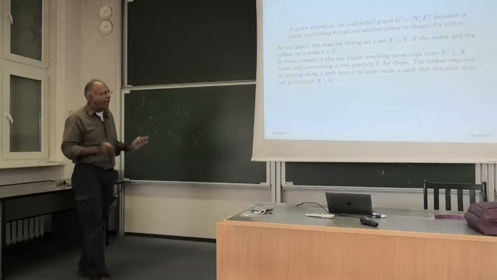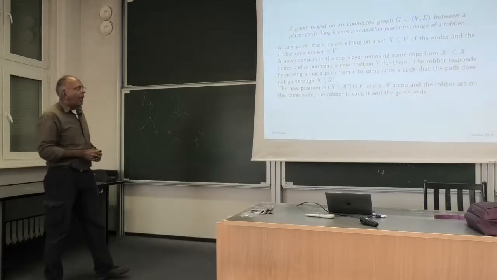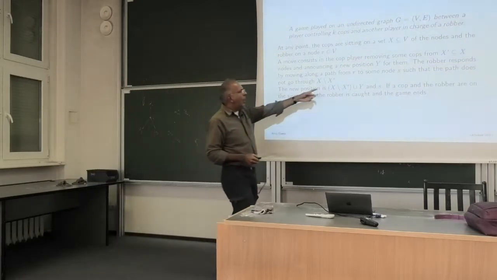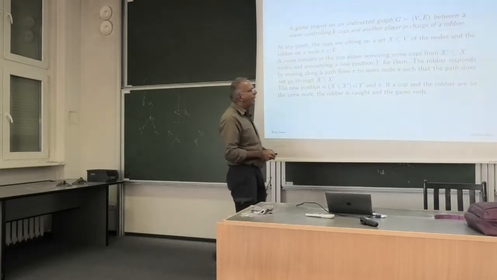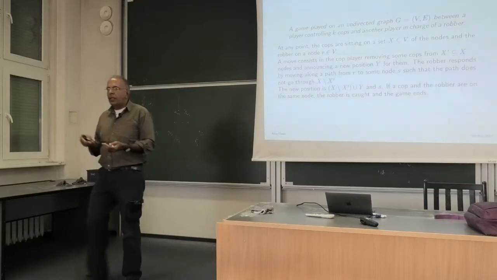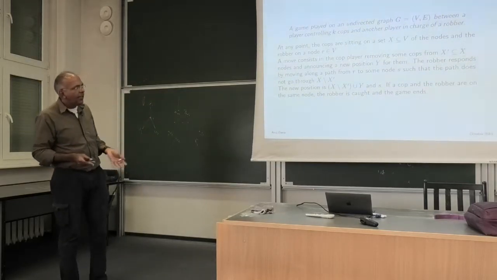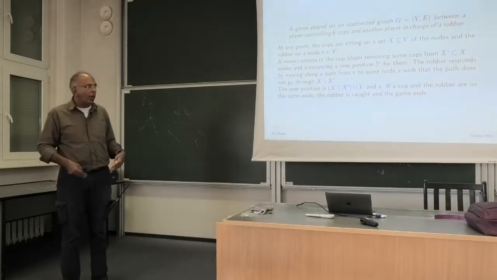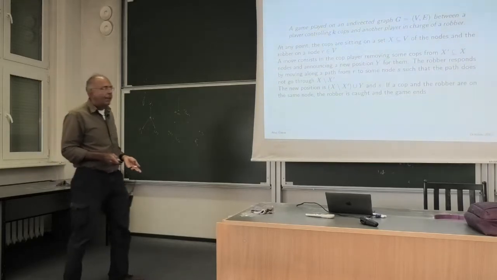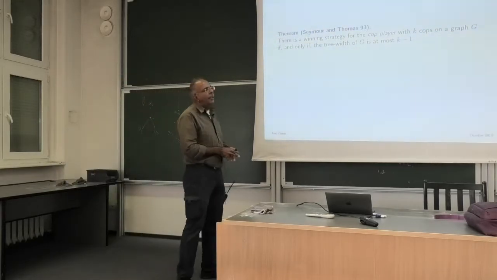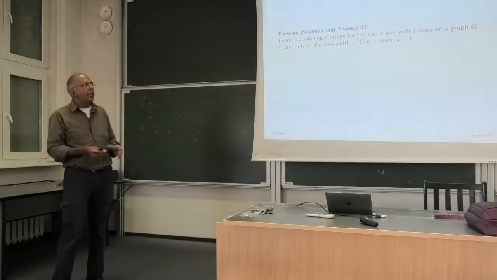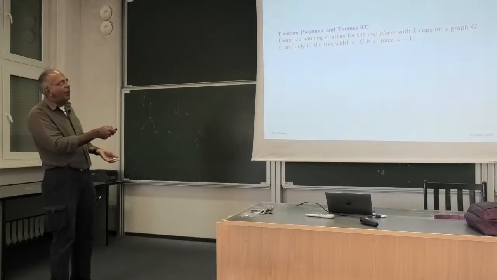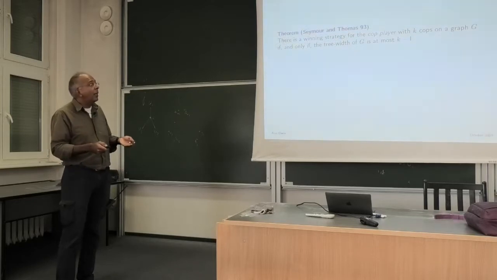Okay, that's the game. We end up with a new position, which is the cops that didn't move and the places where they landed, and the robber in node S. If the robber is in the same place as a cop, the game is over and the robber has lost, otherwise it can carry on. Okay? And this is the theorem of Robertson and Seymour I want to use. There's a winning strategy for the cop player with k cops if and only if the tree width of G is at most k minus 1.